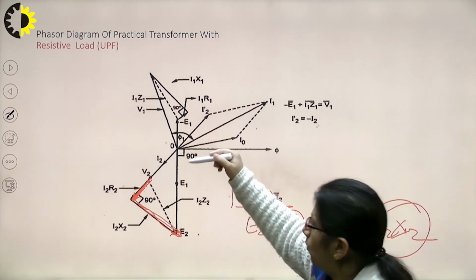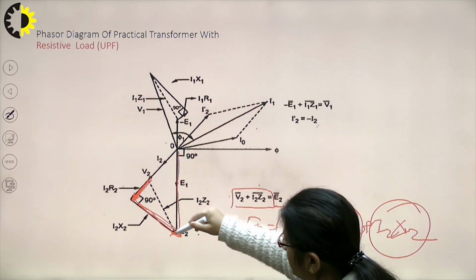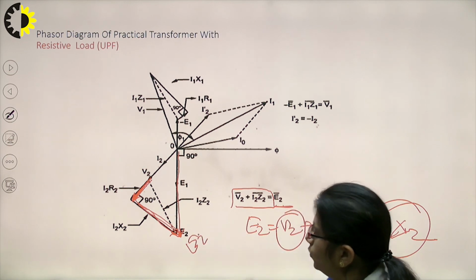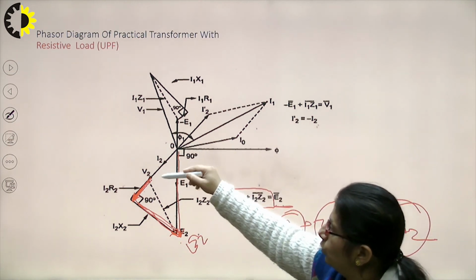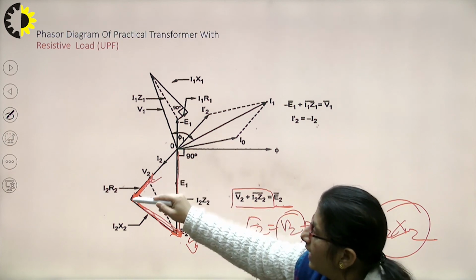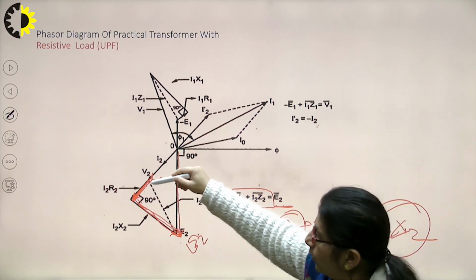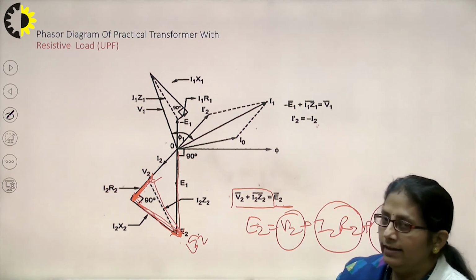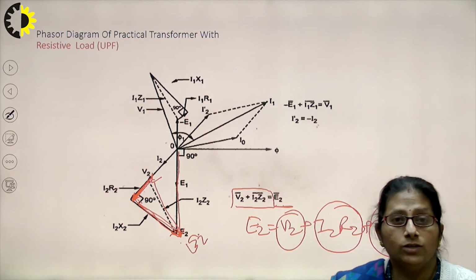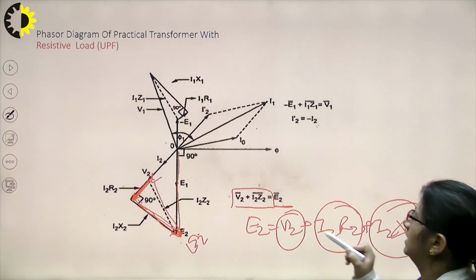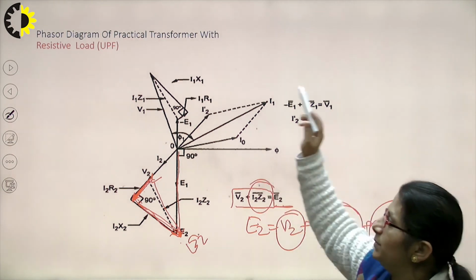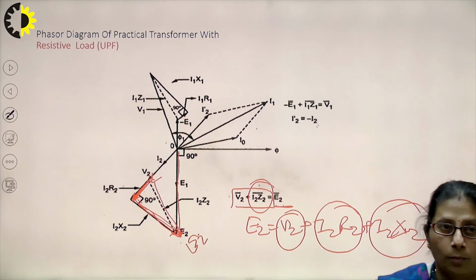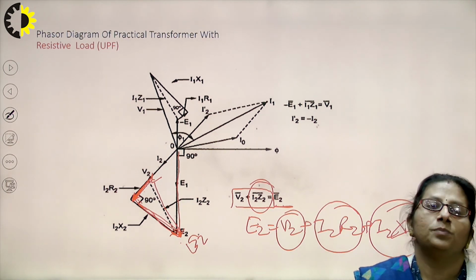And now what is this phasor? This complete phasor is E2. Now you can say that E2 is equal to V2 plus I2 R2 plus I2 X2. And what is the dotted line? That is I2 R2 plus I2 X2, and that is nothing but I2 into Z2. So this gives me the complete phasor diagram of the transformer when the load is purely resistive.